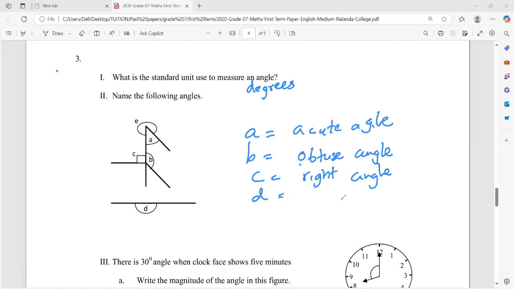D is actually a straight angle. And E is a reflex angle. Okay.